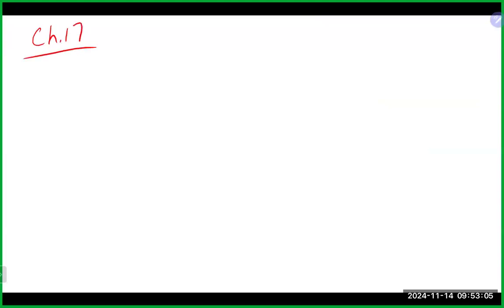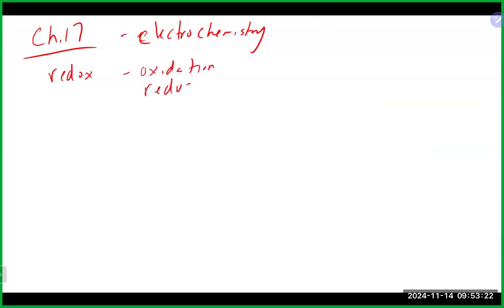Perfect. All right. So chapter 17, we talked about electrochemistry, and we started out talking about redox reactions in general, which again are oxidation and reduction reactions. They always do occur together. So something is getting oxidized, something else will get reduced. Oxidation, one of the definitions is basically losing electrons, while reduction is gaining electrons.